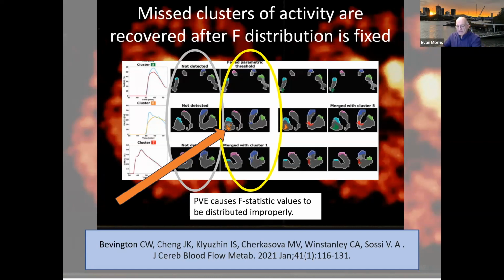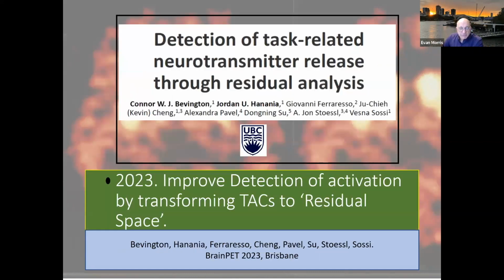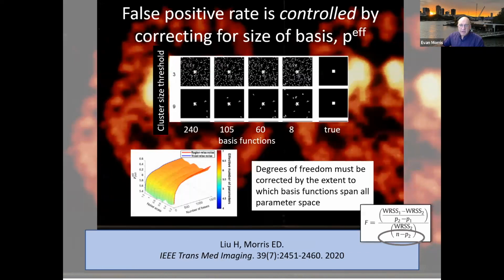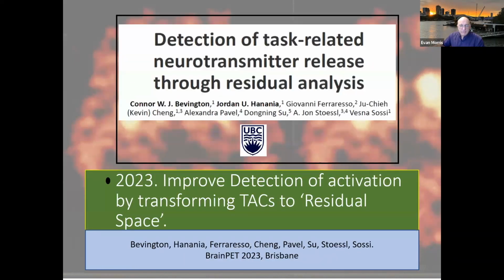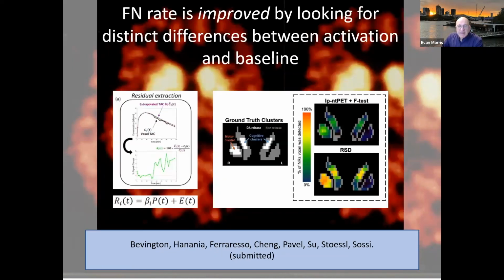And so finally, I think I have another minute to say that hot off the presses is yet another innovation from the British Columbia group, which was presented in Brisbane this summer, where they're taking a different approach to improving detection. Okay, so improving sensitivity, reducing false negatives. They call this residual analysis, and it looks like this.